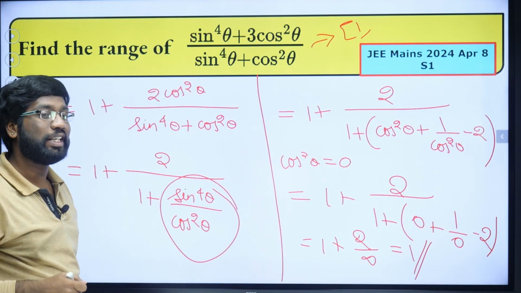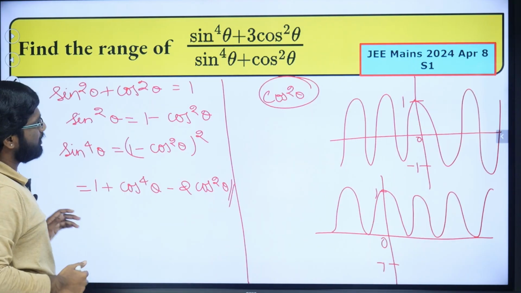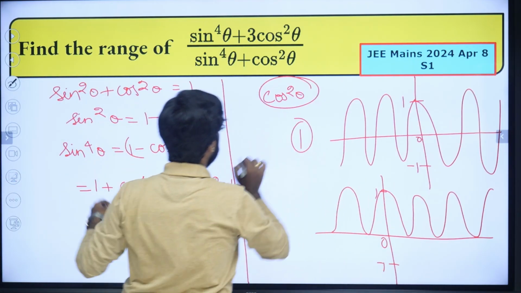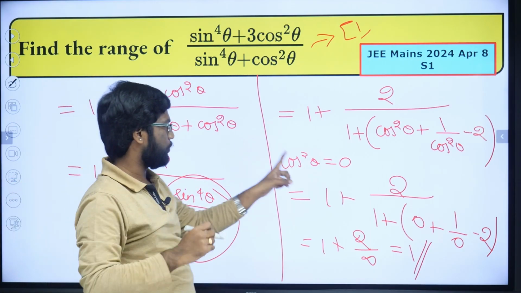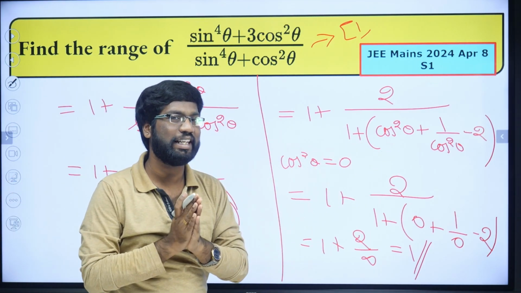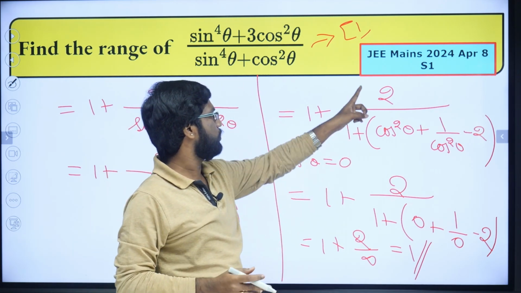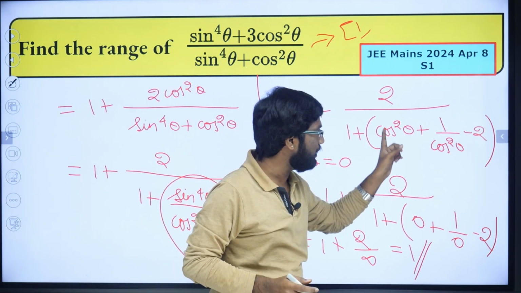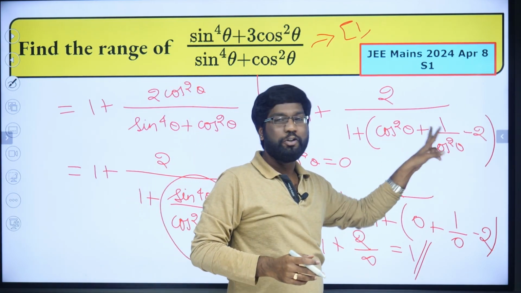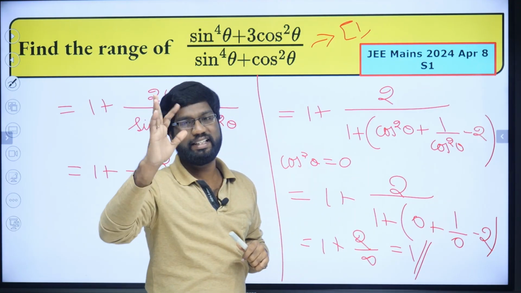Next we have to find the maximum range. So here the maximum value of cos square theta is 1. Now we have to substitute 1 in place of cos square theta. From there we can get the final range value. Just substitute here: 1 plus 2 divided by 1 plus 1 by cos square theta, 1 by 1, 1 only. So 2 minus 2 will be cancelled out. So here I will get 3 as the answer.